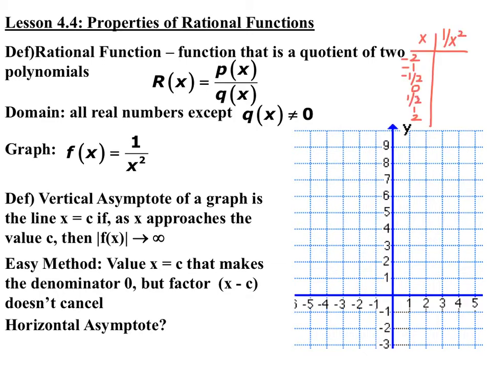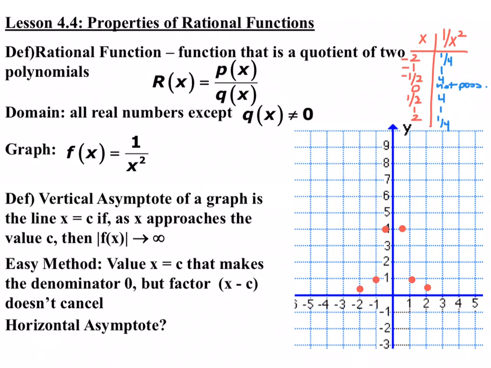So here I've made a table with some x coordinates. Go ahead and pause the video and find their corresponding y coordinates. So we found the y coordinates. If you plug in -2, you get 1 over -2 quantity squared, which ends up being positive 1/4. Then -1, 1; -1/2, 4. 0, we would end up with a 0 in the denominator, so that's not possible. We'll talk about that in a second. 1/2 would give you 4 again, 1, 1, 2, and 1/4.